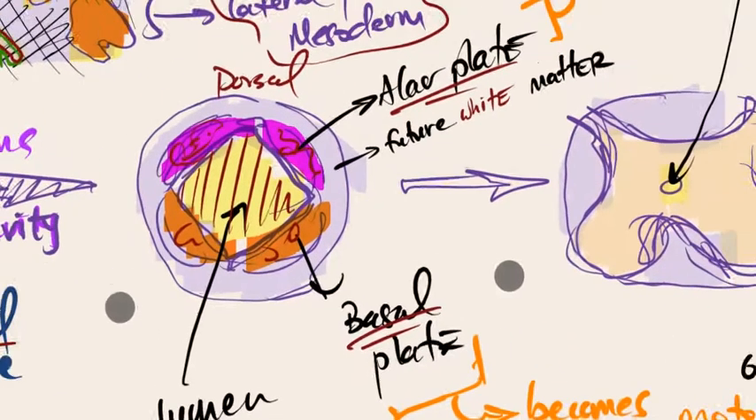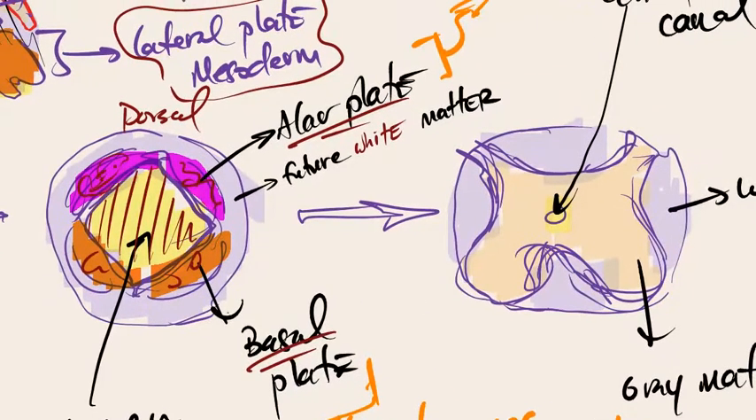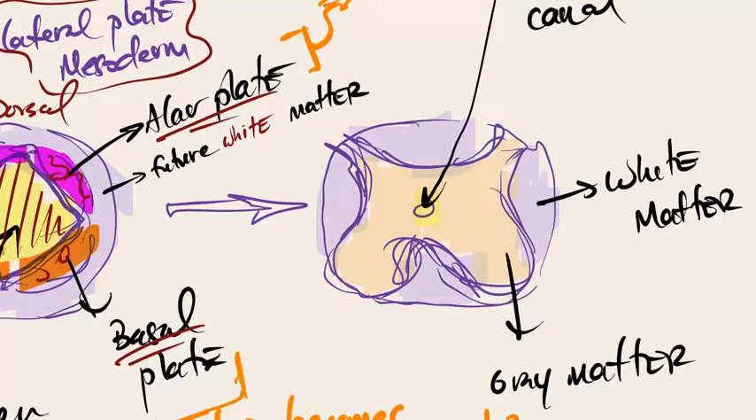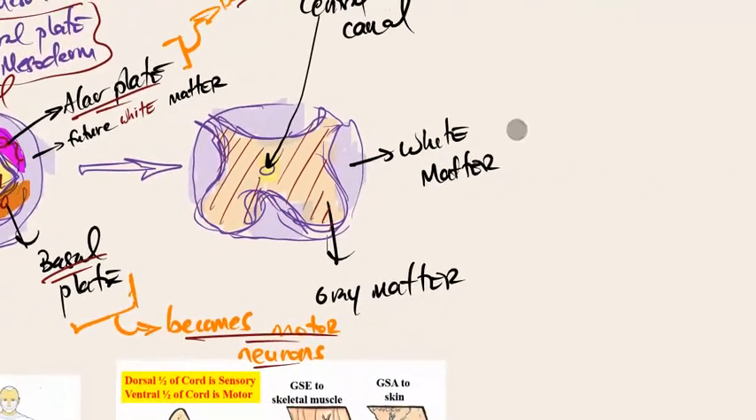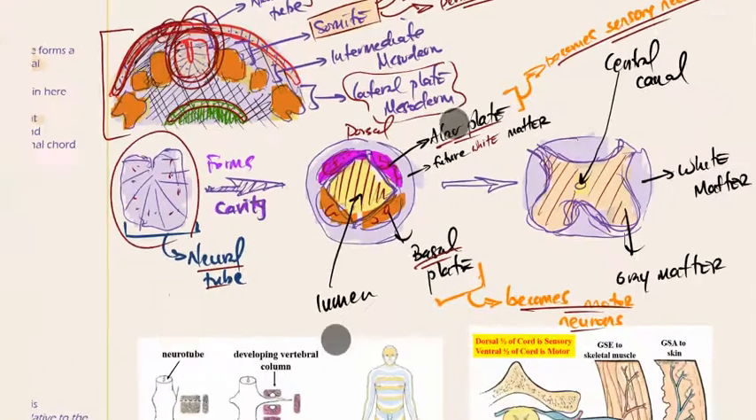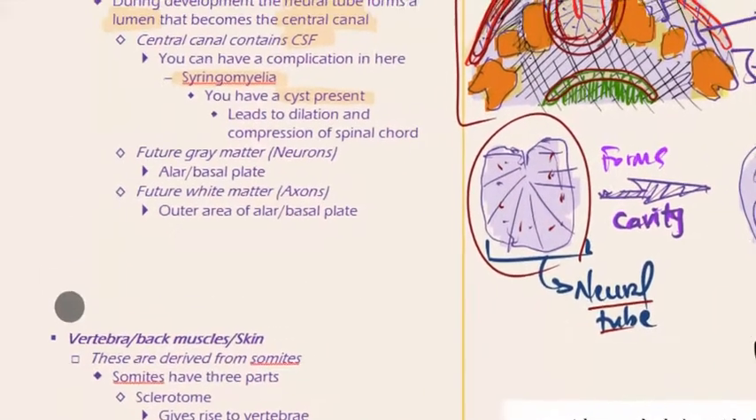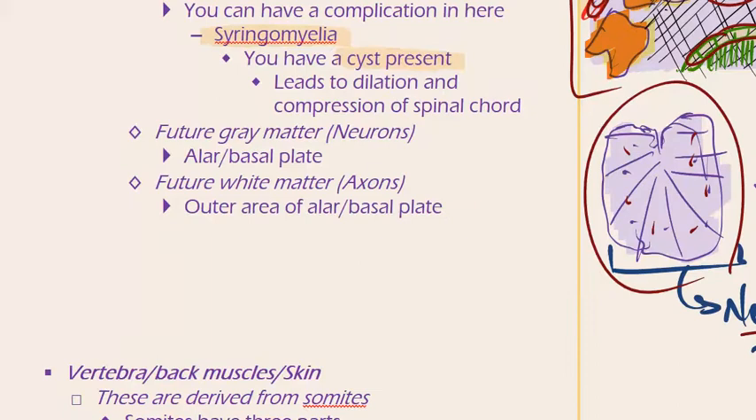So what happens is that eventually this lumen is going to get smaller, right? And then we're going to have the alar plate and the basal plate coming together. And then we have a more uniform gray matter being formed here, right? Okay. So that's how we're forming the spinal cord. So we already talked about the future gray matter, right? The future gray matter is coming from the alar plate and the basal plate. The future white matter is coming from the area outside of the alar plate and the basal plate.